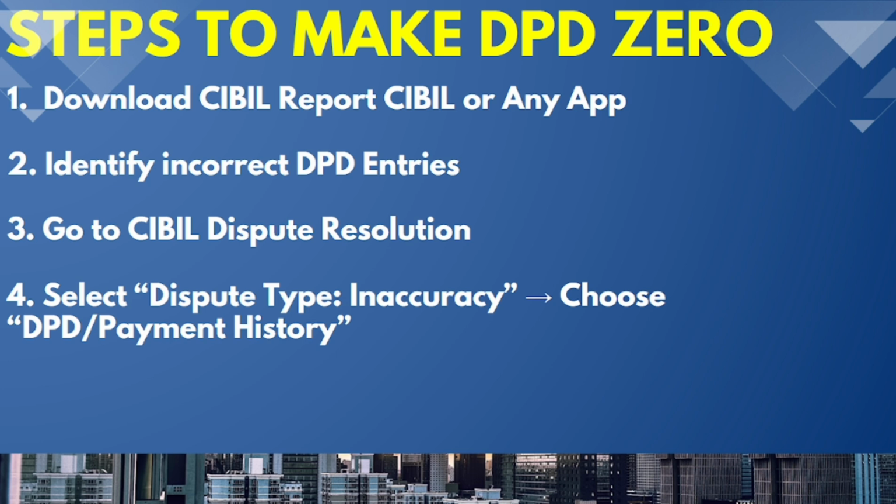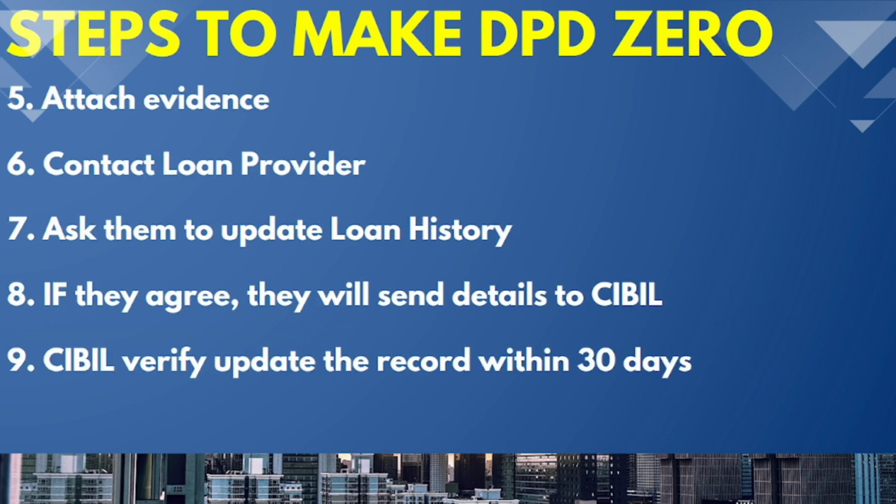So what are the steps? First, download your credit report from the CIBIL website or any app. Identify any incorrect DPD entries. You can see all the loans. If your loans are properly paid but still DPD is showing, then you raise a CIBIL dispute resolution. In that, select dispute type as inaccuracy, and choose DPD payment history. Then attach evidence. It may be a loan statement, your bank statement, or a no objection certificate.